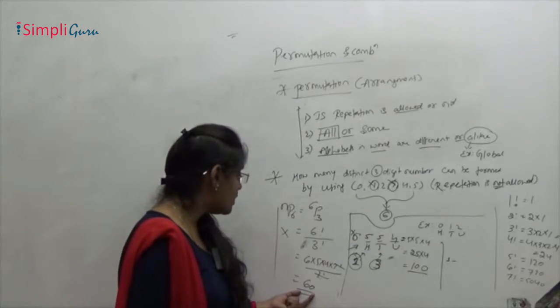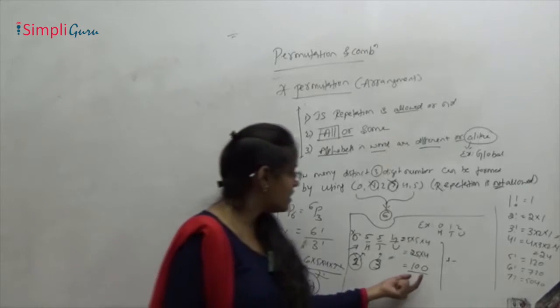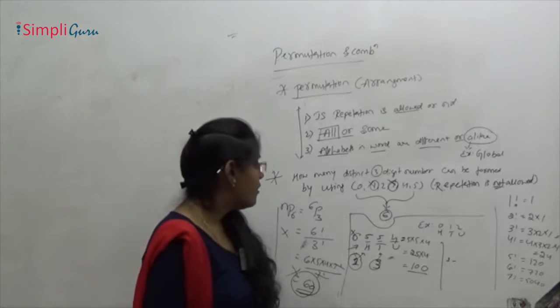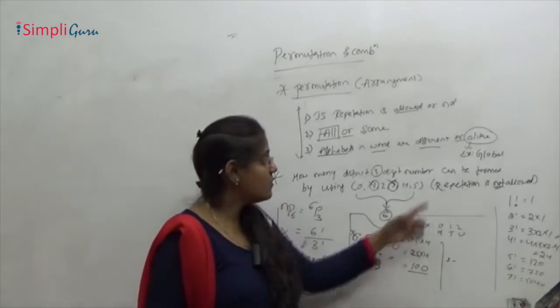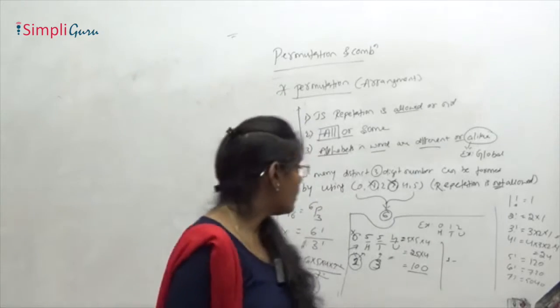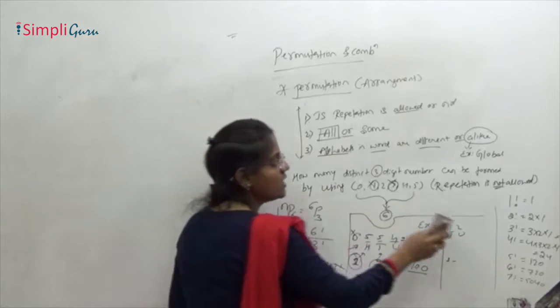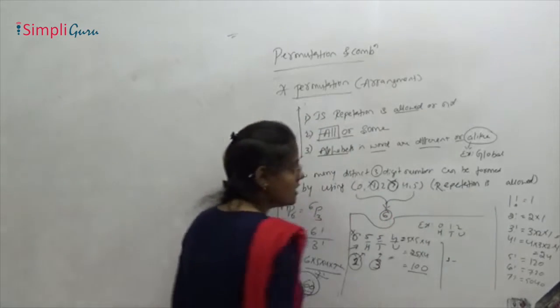Here I am arranging in 60 ways. It's wrong. He can arrange in 100 different ways. Right. This is when the repetition is not allowed. Now we will see the same method when the repetition is allowed.